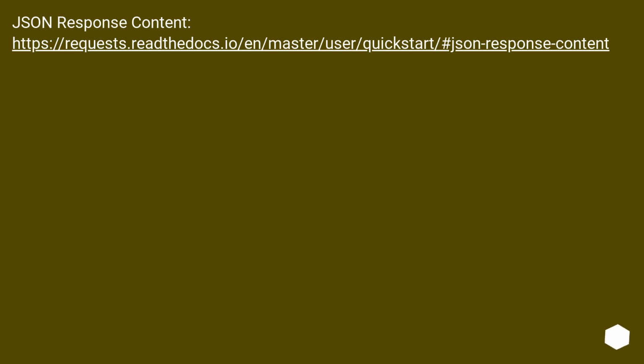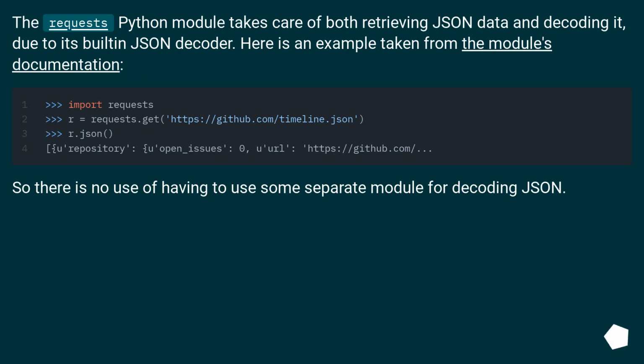JSON response content, this URL. The requests Python module takes care of both retrieving JSON data and decoding it, due to its built-in JSON decoder. Here is an example taken from the module's documentation.